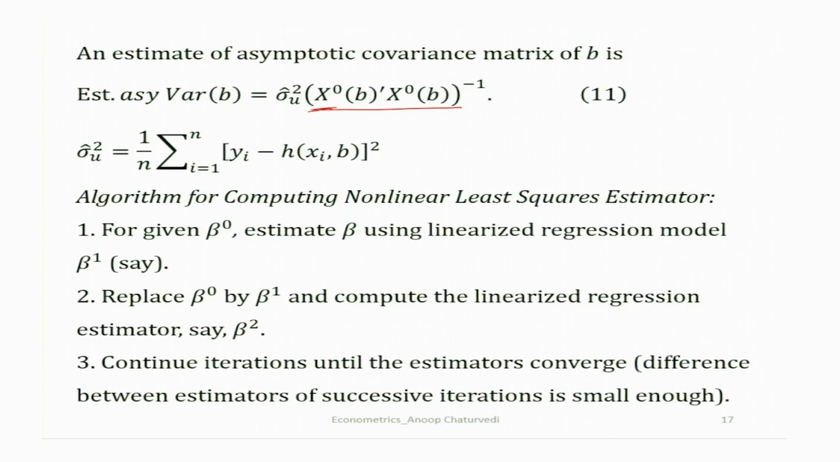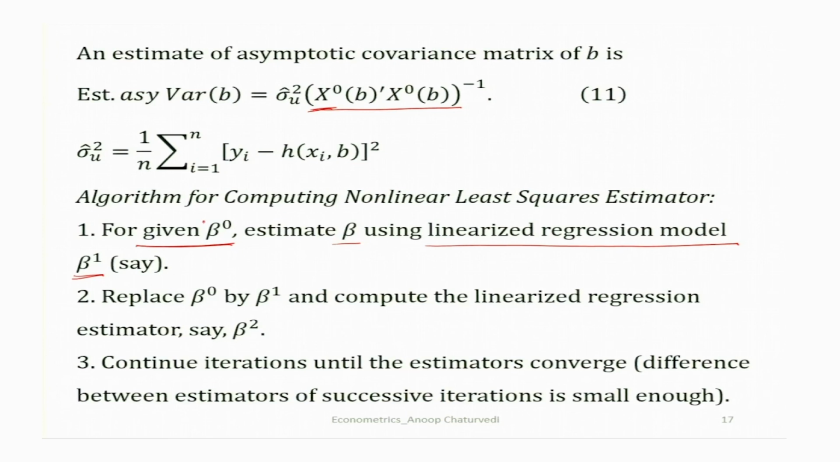Now, in practice, the algorithm for computing the non-linear least squares estimator is, say we start with a given value of beta naught. This is the initial value of beta naught, and then for given beta naught we estimate beta using the linearized regression model, using the procedure which we have described earlier, and say we get the estimate beta 1.